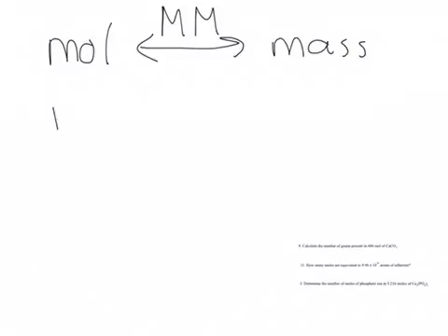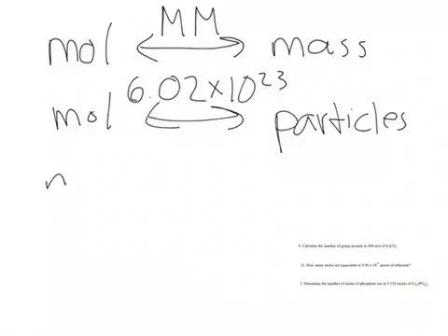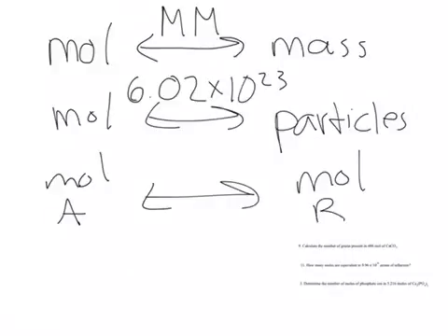We have learned to convert between moles and particles, and to do that we use Avogadro's number. And then we have also learned to convert moles of substance A to moles of substance B using our mole ratio. So I am going to do an example of one-step conversion of each of these types.